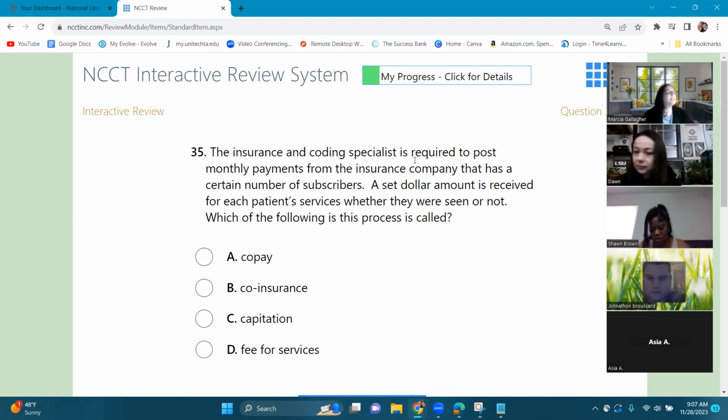The insurance and coding specialist is required to post monthly payments from the insurance company that has a certain number of subscribers. A set dollar amount is received for each patient service, whether they are seen or not. Which of the following is the process called? Copay, capitation, or fee for services? That dollar amount for each. It's fee for services.